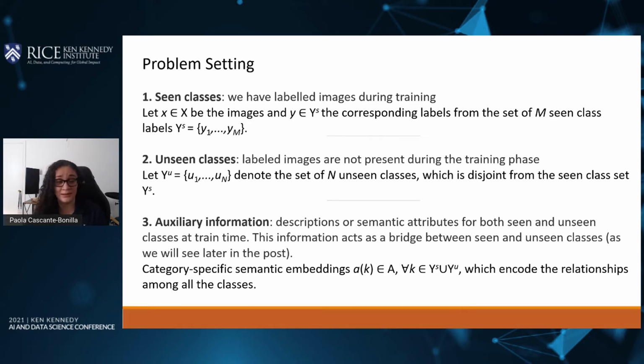Now, we have access to this auxiliary information, which are descriptions or semantic attributes for both seen and unseen classes at training time. And we may have semantic embeddings A for all the set Ys and Yu, right? The seen and the unseen.